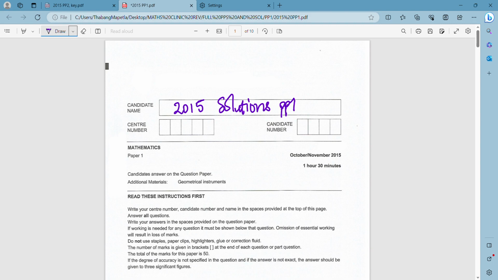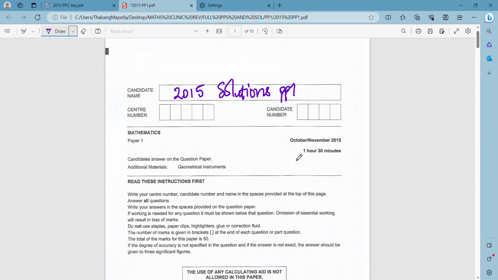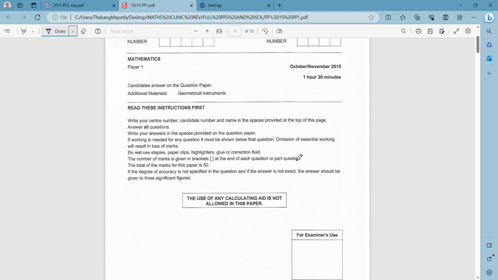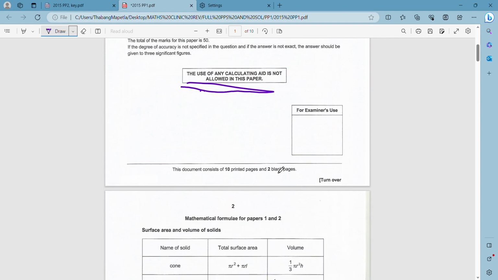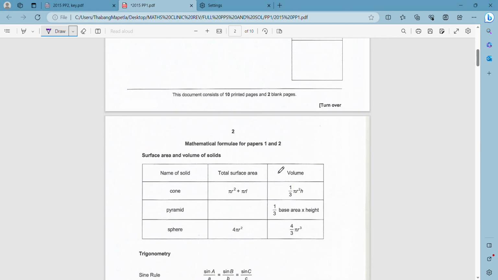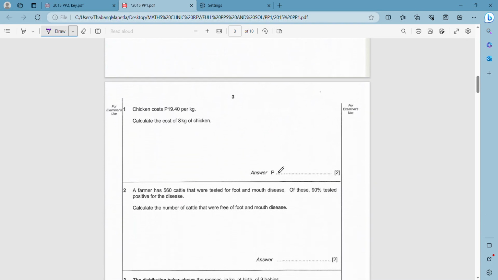These are solutions for 2015 paper 1. But remember I have done paper 2, so this is 2015 solutions for paper 1 mathematics. This is where you're not allowed to use a calculator. As you can see, the instruction says the use of any calculating aid is not allowed in this paper. The device that you're going to use to calculate is not allowed. So you're going to be purely using your head.